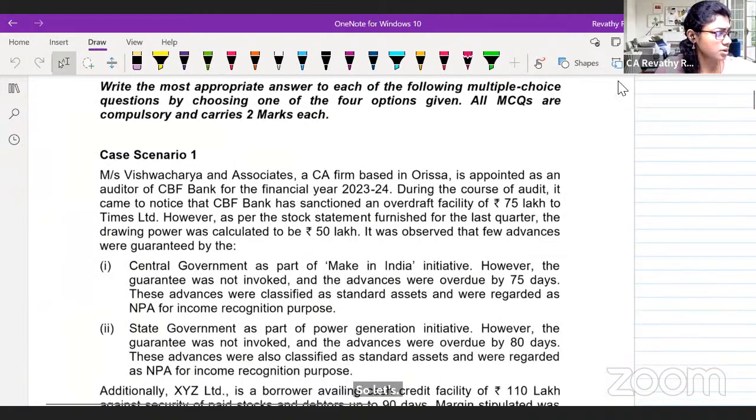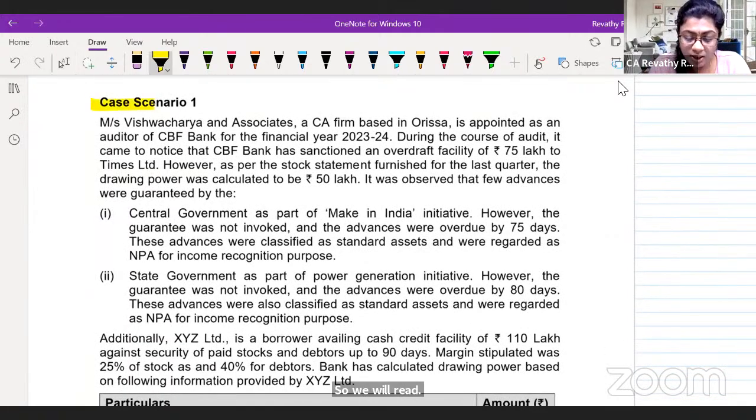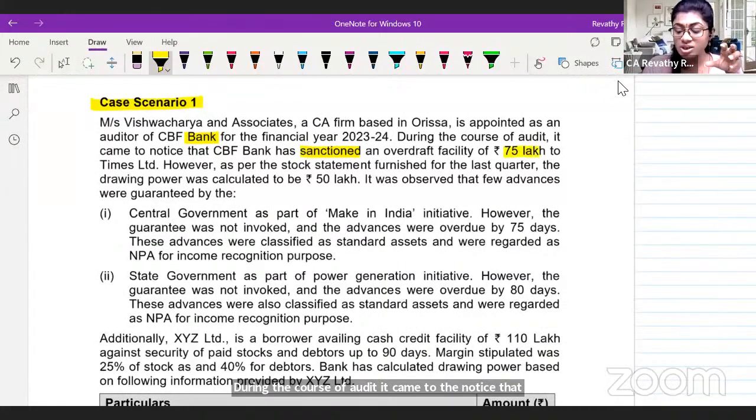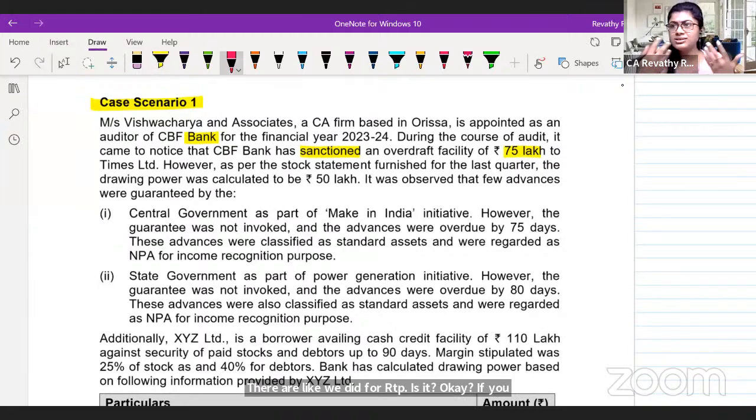So we will read case scenario 1. Keep replying. Messrs. Vishwacharya and Associate, a CA firm in Orissa, is appointed as the auditor of CBF Bank for the financial year 23-24. During the course of audit, it came to the notice that CBF Bank has sanctioned an overdraft facility of 75 lakhs. Like we did for RTP, is it okay if we revise a few concepts also, rather than just saying the answers?